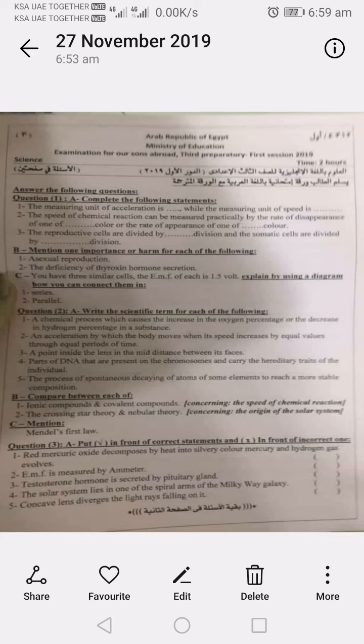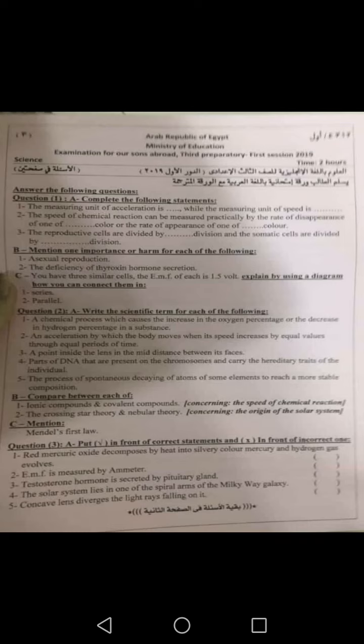Mention Mendel's first law. Mendel's first law says that if two individuals carrying one pair of contrasting traits copulate, they produce in the first generation all individuals carrying only one of the two traits, and this trait is called the dominant trait, and the second trait disappears. But in the second generation, the two traits appear by a ratio of 3 dominant and 1 recessive.